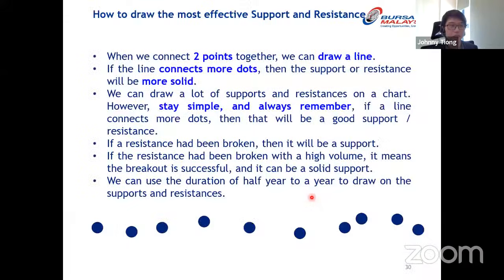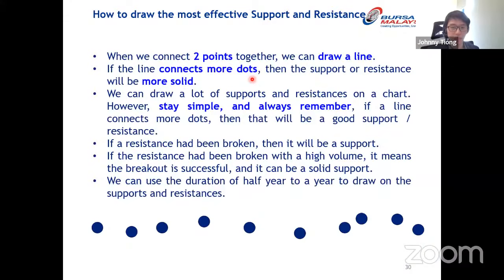Next, we're going to talk about how to draw the most effective support and resistance. When we connect 2 points together, we can draw a line. This is what my math teacher taught me. So how do I draw a line? 2 points, I connect with 1 line. If the line connects more dots, then the support or resistance will be more solid. If I have 3 or 4 touches together, when I draw the line it connects more dots, then it's a more solid support and resistance.